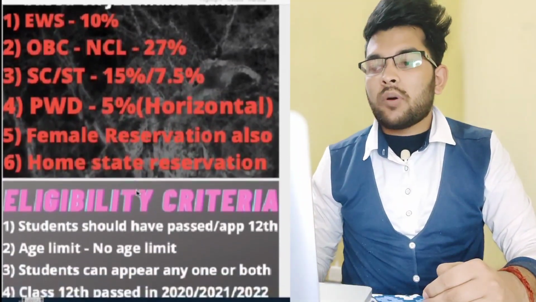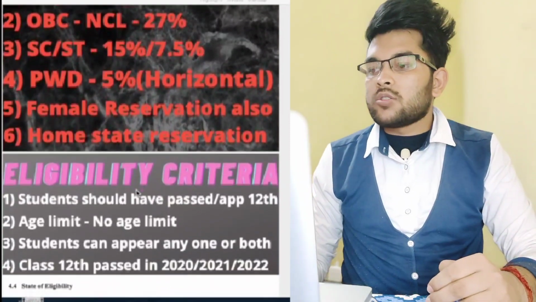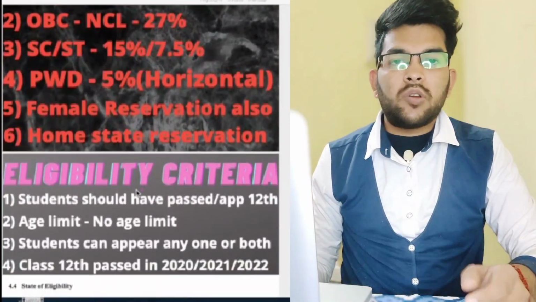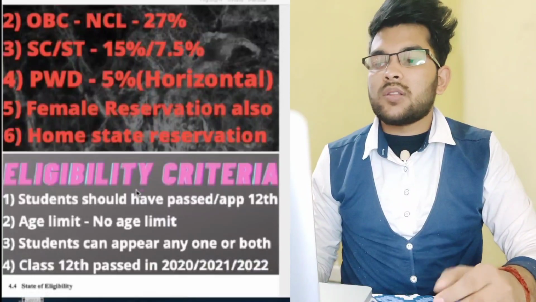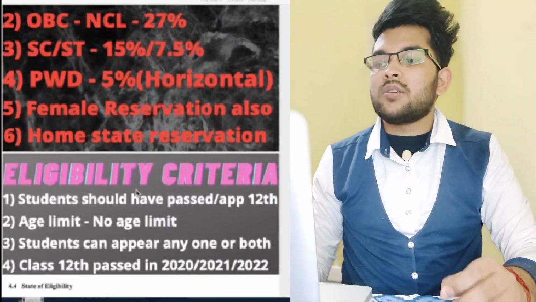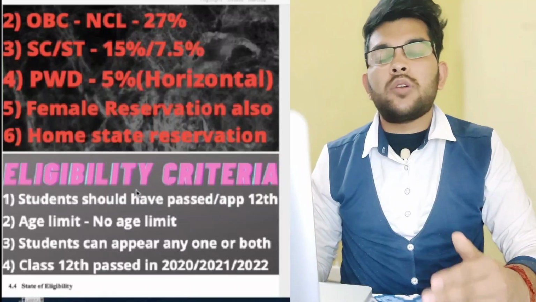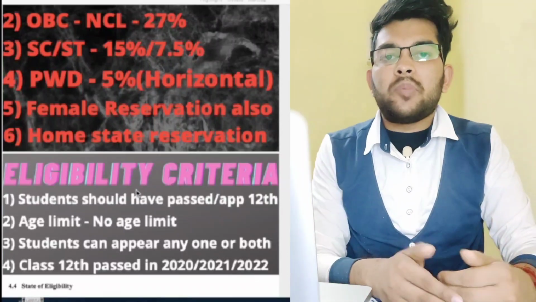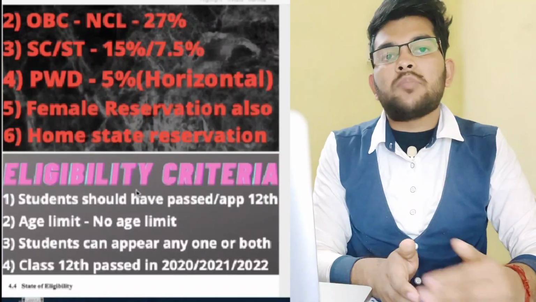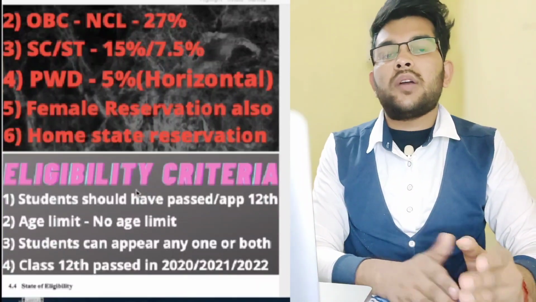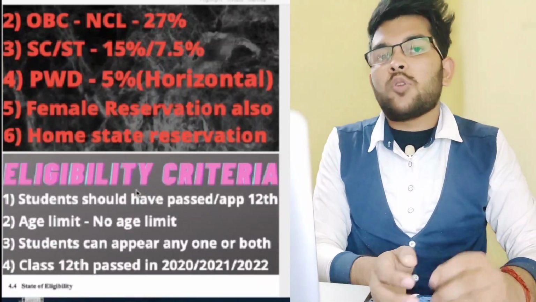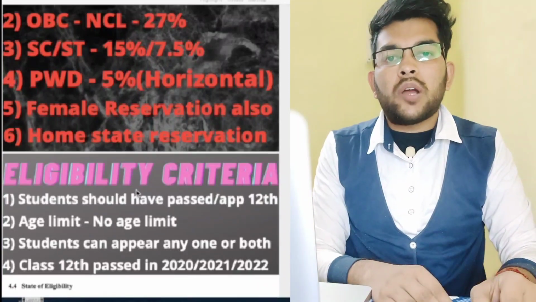Now let's talk about the eligibility criteria. A student should have passed class 12 or be appearing in the class 12 examination. There will be no age limit, and a student can appear in any one or both of the attempts. That is, if you want to appear only in the May attempt, you can, and if you want to appear in both attempts, you can appear in both as well. And if you want to appear in only the April attempt, not in the May attempt, you can do that as well.